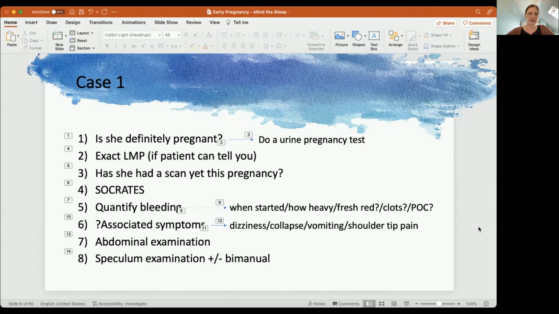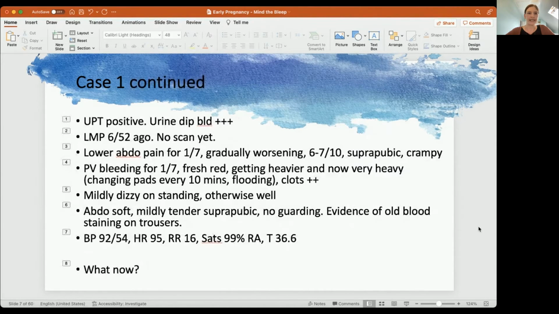And then, of course, you're going to do an abdominal examination. And then if you're an OBGYN, you're going to do speculum or bimanual. But if you're just in A&E, you're probably just going to stop at abdominal examination. So for this lady, she did have a positive pregnancy test. That was good. Yeah, any foul smell? Maybe, but it's unlikely to be infected at this earlier stage. But you can ask them that question as well.